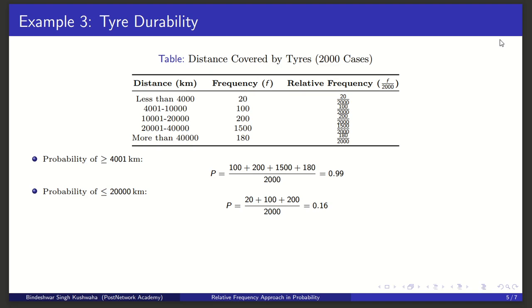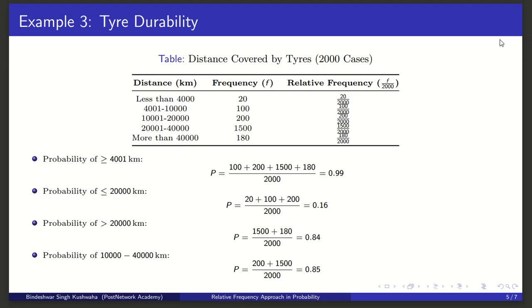Second one, probability of less than 20,000. You can see three frequencies, 20 plus 100 plus 200 upon 2000, and that will come to 0.16. Third one, probability of greater than 20,000 kilometers, with two frequencies, 1500 plus 180 upon 2000, that will come to 0.84. Last one, probability between 10,000 to 40,000, that is 200 plus 1500 upon 2000, and that will come to 0.85. So hope you have understood another approach to the probability definition, the relative frequency approach.